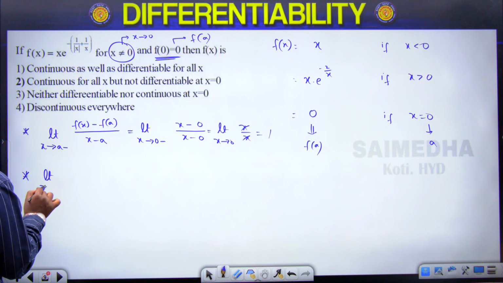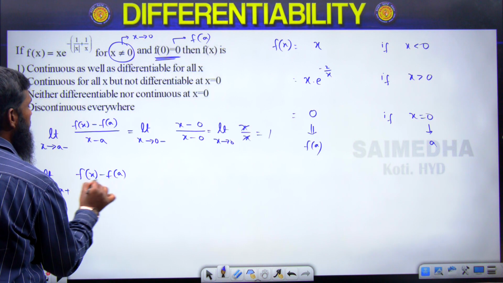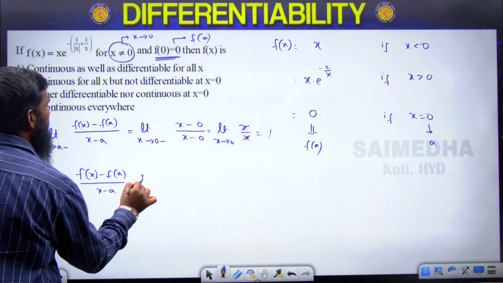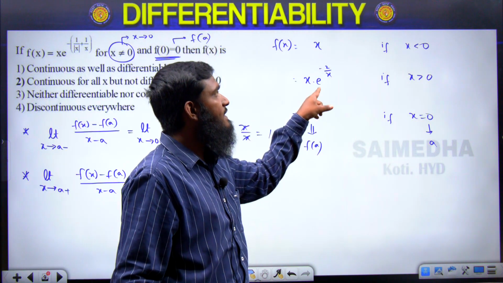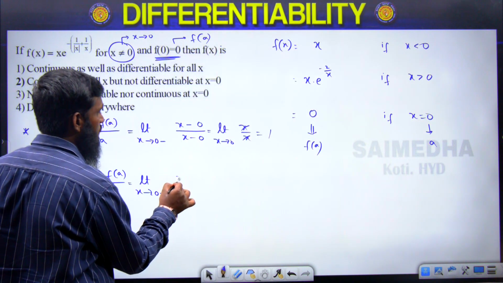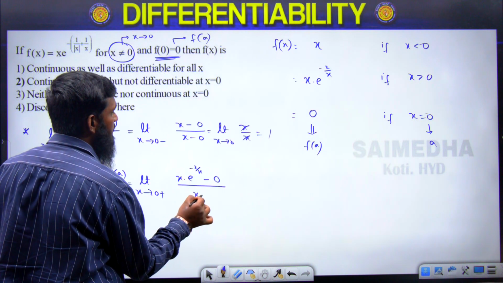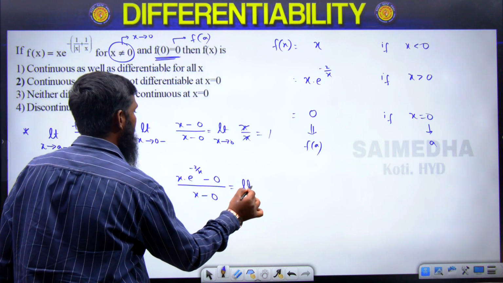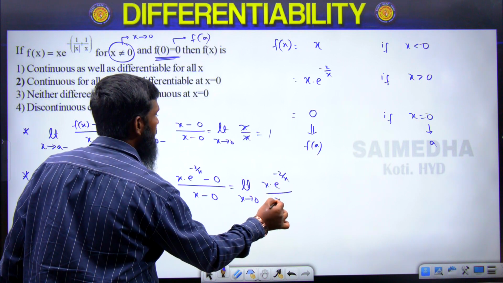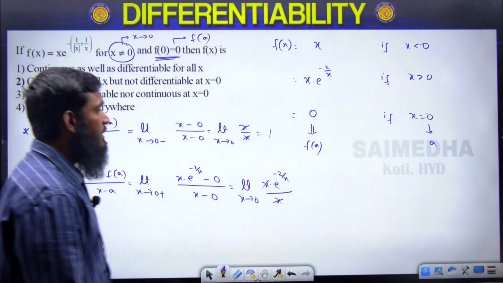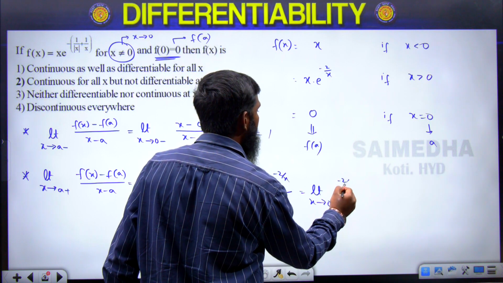So the limit as x tends to a plus, we have f of x minus f of a divided by x minus a, which is equal to the limit as x tends to 0 plus. For 0 plus, we take x into e power minus 2 by x. So x into e power minus 2 by x minus the f of a value 0, divided by x minus the a value 0. Now we have x into e power minus 2 by x divided by x. The x cancels. What is left is the limit as x tends to 0 of e power minus 2 by x.